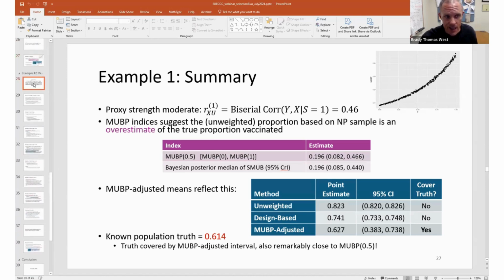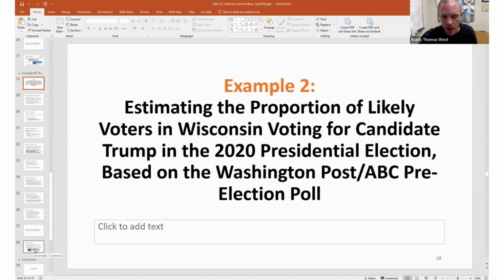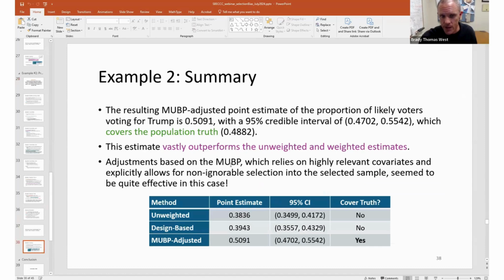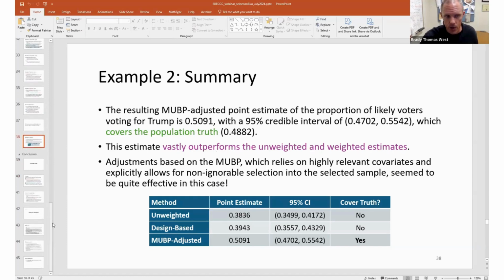So there is this second example here from 2020, the presidential pre-election polling. I know we're right in the middle of that right now, so it's very highly relevant to what we're talking about. And this just summarizes what you find if you walk through this other example. You can see the unweighted estimate of the proportion in Wisconsin who would have said they voted for Trump, the weighted estimate based on the poll that was selected here, and then the MUBP adjusted estimate, which again corrects much of the negative bias. That was a big problem in the state of Wisconsin for polling. The actual proportion that voted for Trump there was 0.4882. You can see what the adjusted estimate looks like based on a much stronger proxy and a much narrower credible interval.